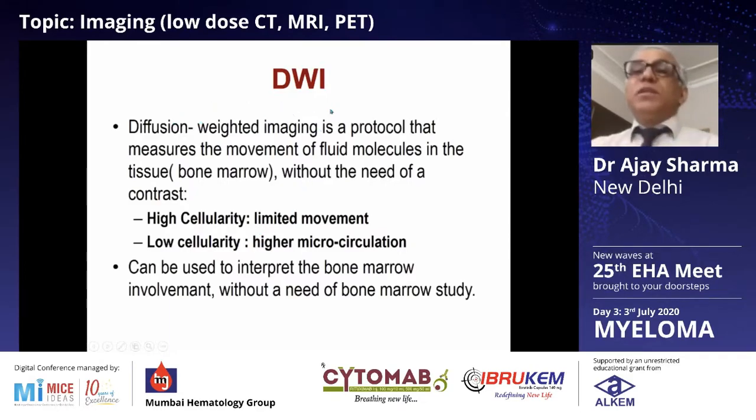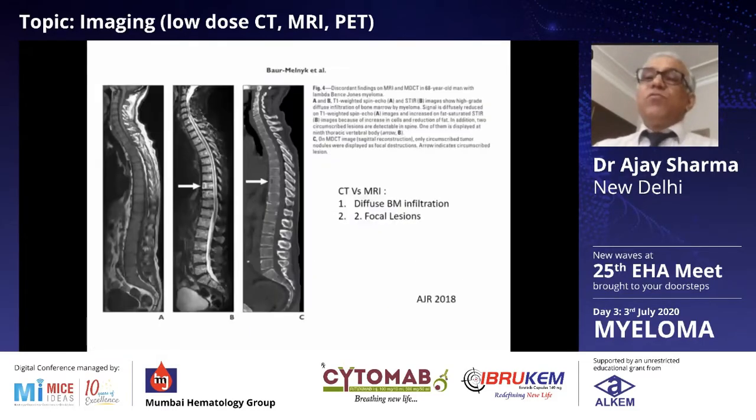What about the diffusion-weighted imaging, because this is a protocol that is used? This measures the movement of fluid molecules in the bone marrow, the tissue here being bone marrow, without the need of a contrast. If the cellularity is very high, the movement will be limited. If the cellularity is low, the fluid movement will be much higher in the microcirculation. Thus, it can be used to interpret the bone marrow involvement, sometimes when we don't need to do a bone marrow aspiration or biopsy to study its involvement, though there may be other reasons for the bone marrow study, doing the FISH analysis and the others.